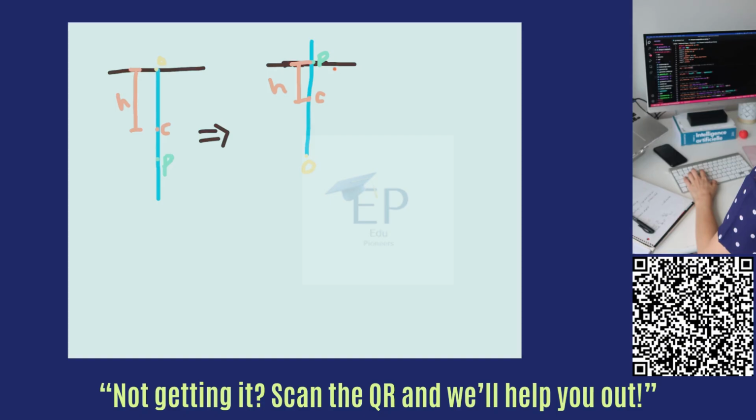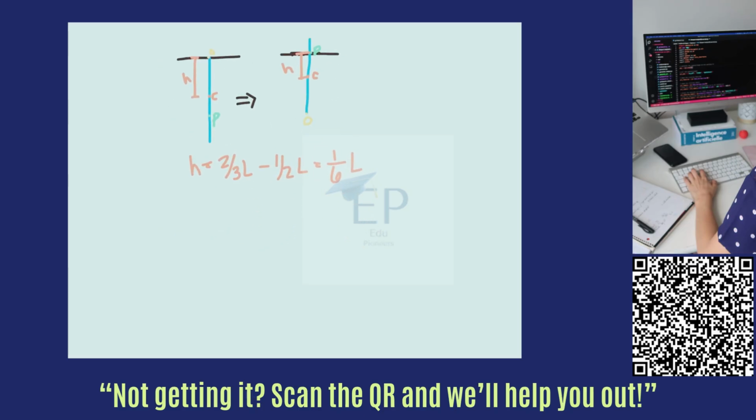This problem goes on to say, okay, let's say we inverted the meter stick, inverted the pendulum, so that it was actually suspended from point P rather than point O, making our H no longer the distance between O and C, but now the distance between P and C. And so that is going to make a big difference for us because our H is now going to be equal to 2/3 the length minus 1/2 the length, which gives us an H of 1/6 the length of our original pendulum.